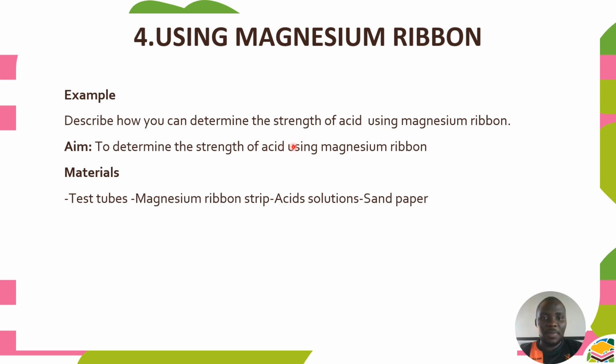For example, again, let us look at this question. Describe how you can determine the strength of an acid or a base using magnesium ribbon. We can only determine the strength of an acid, not a base. So the aim of the experiment is to determine the strength of an acid using magnesium ribbon. Materials: we need a test tube, magnesium ribbon strip, acid solutions, and sandpaper.